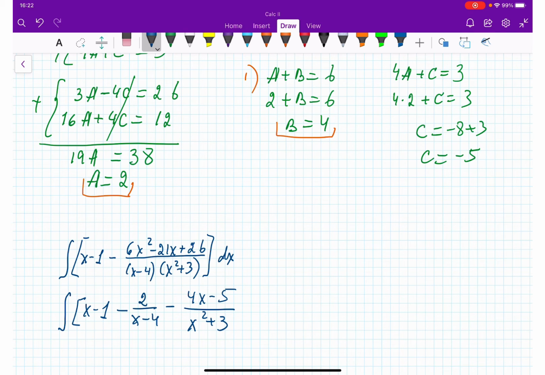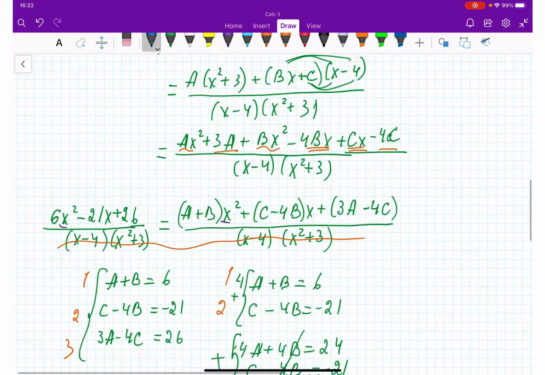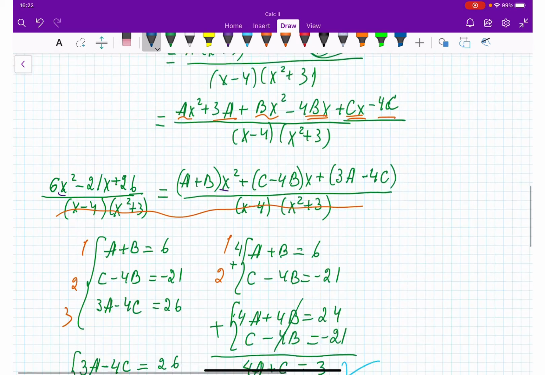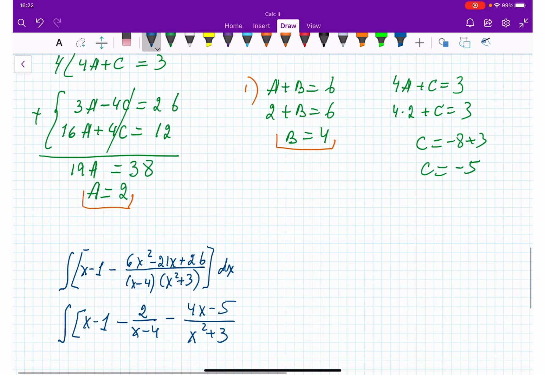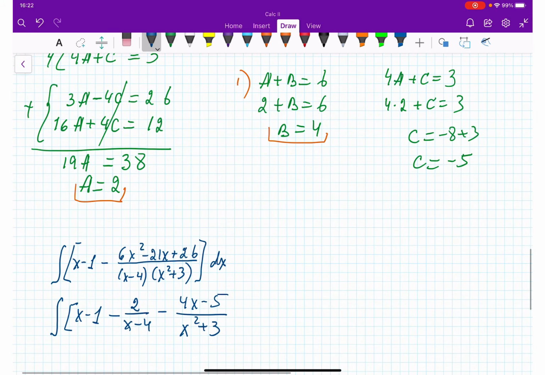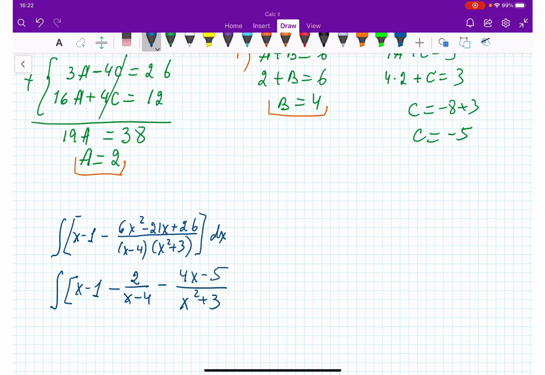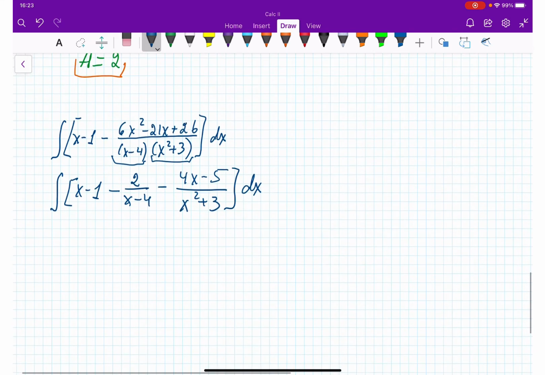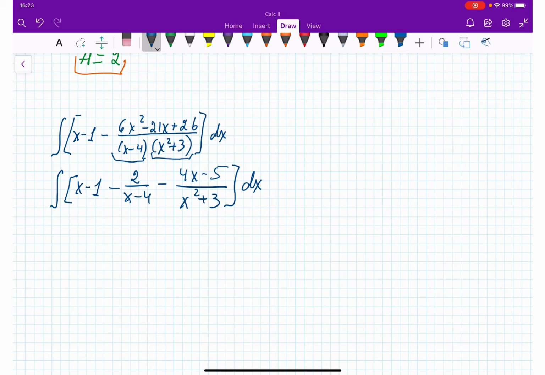Where did I get 4x minus 5 from? We have here Bx plus C, so our B is 4 and C is negative 5. So we are getting 4x minus 5, divided by, this is the second part of the fraction, and this is the first part of the fraction. And this is dx. All right, now we are going to solve these integrals by substitution.